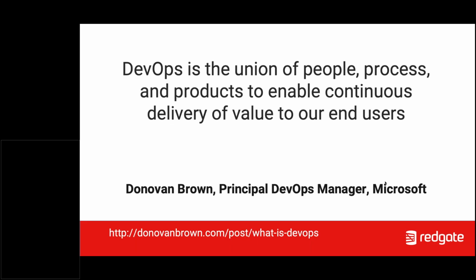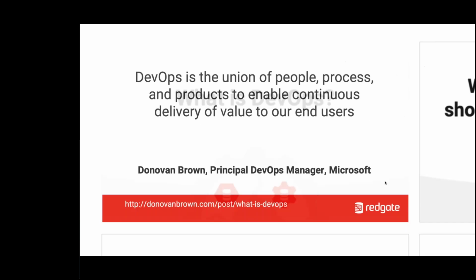And one last look, I love this quote from Donovan Brown. If you ever get a chance also to see Donovan speak, he is an amazing speaker and works a ton with DevOps. So DevOps is that union. It involves people, process, and products, and the goal is enabling continuous delivery of value to the end users.